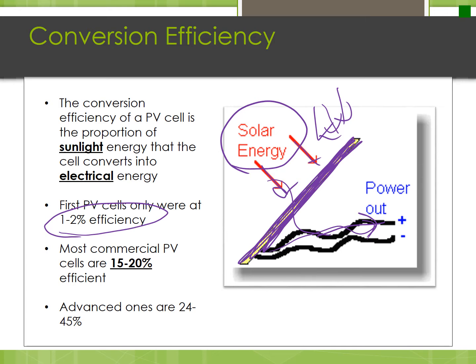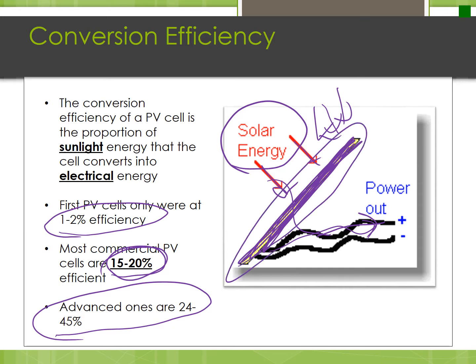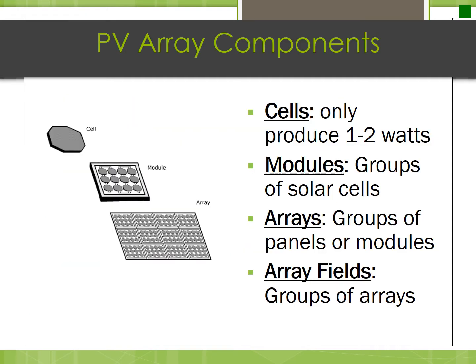Now, for most commercial and residential, we're at about 15 to 20% efficiency. The most advanced ones, like the NASA ones and things that are used in the solar system, are anywhere between 24 and 45%. So once again, we're not extremely efficient with this. You want to be at 100%, meaning every bit of energy that the sun hits would be directly converted into electricity.